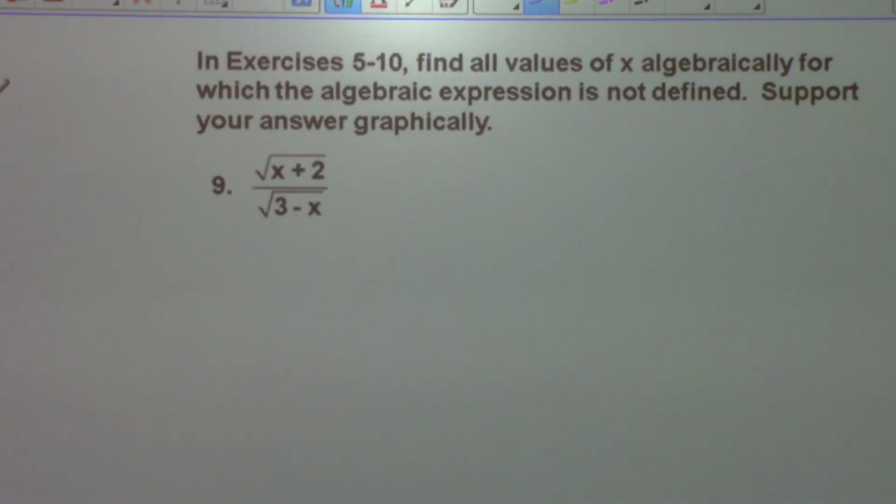Okay, now we're to number 9. So we're ratcheting up our complexity little by little on this, as you can see, I hope. So how do we handle this one? Square it.